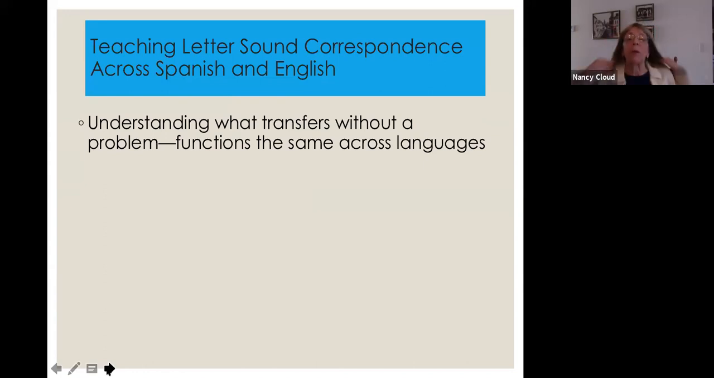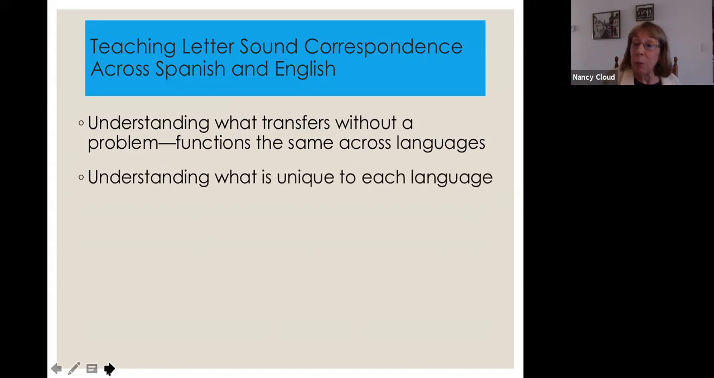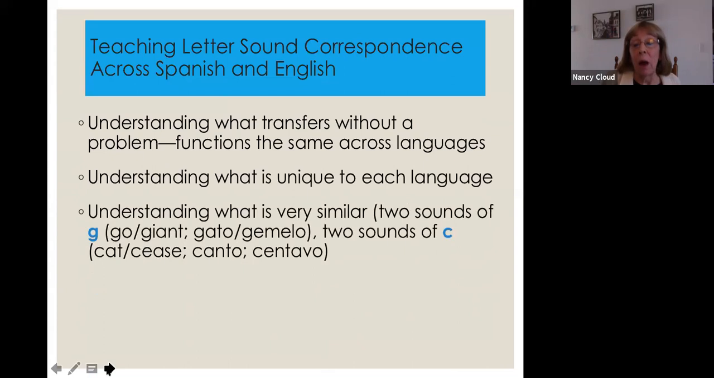So we want to understand what transfers without a problem from Spanish to English and English to Spanish. So we want to know what functions the same across our two languages. Then we want to be clear on what's unique in each language. And also we want to see what is very, very similar.